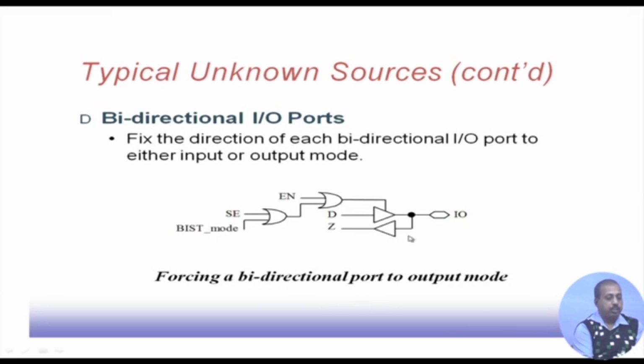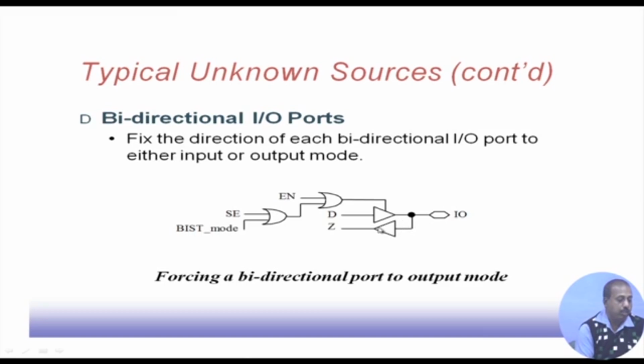Bidirectional IO ports are another problem. In normal operation, when the scan enable is 0 and the BIST mode is also 0, then this one comes as a 0. Now, if the enable line is enabling this buffer, then this D value is available at the output pin. Otherwise, this pin is acting as an input pin, so the value comes through this.